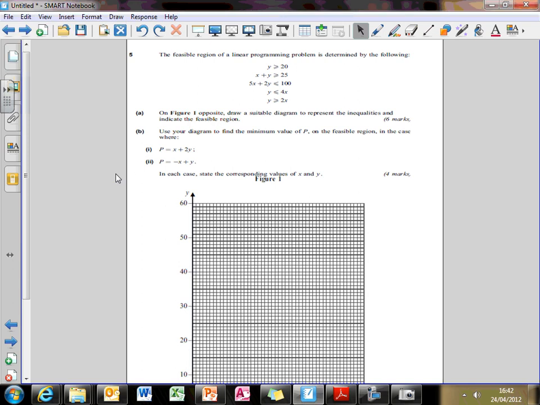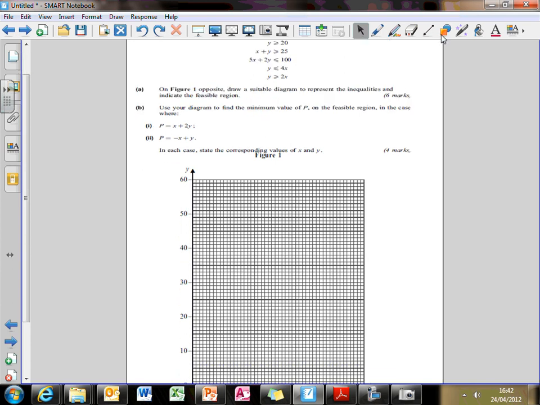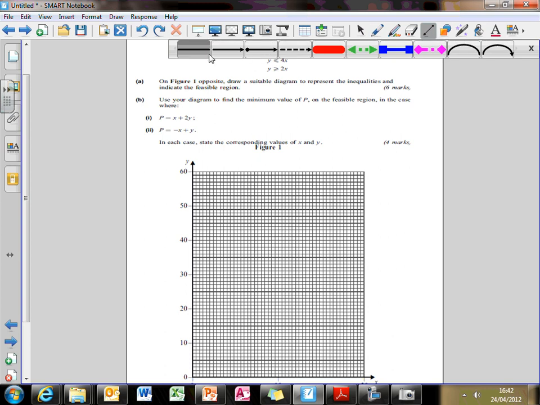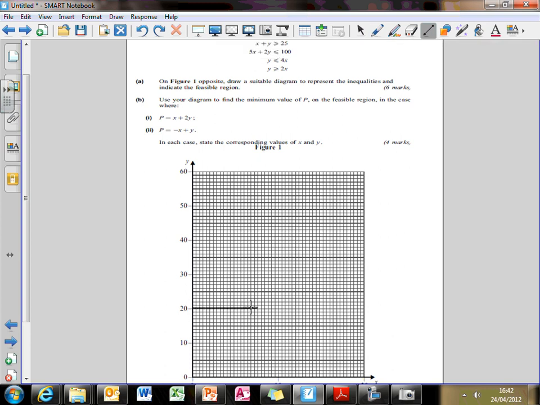Okay, this is question 5 of the D1 2012 January paper. So I'm going to have a go at drawing these lines on the feasible region first of all. I'm going to draw the line y equals 20. That's just y equals 20, this line here. I'll do the shading all at the end. I'm just going to crack the lines in first. There's my line, y equals 20.